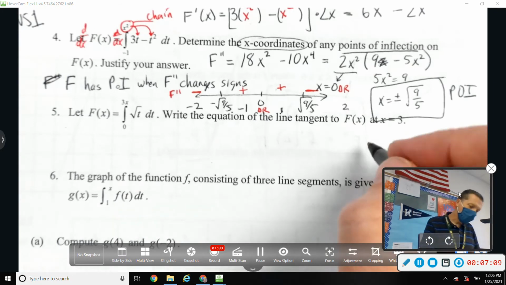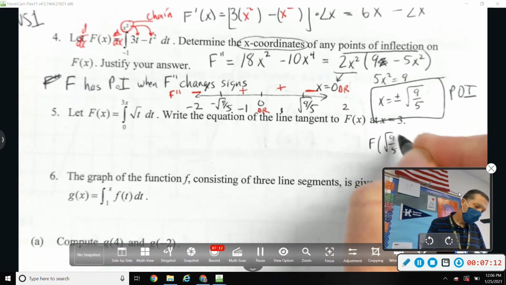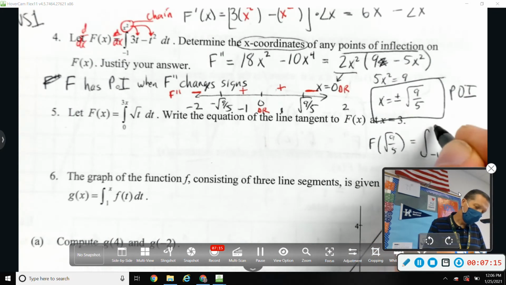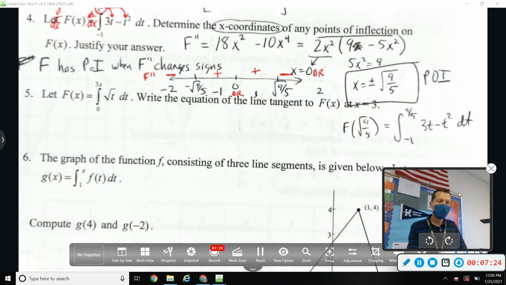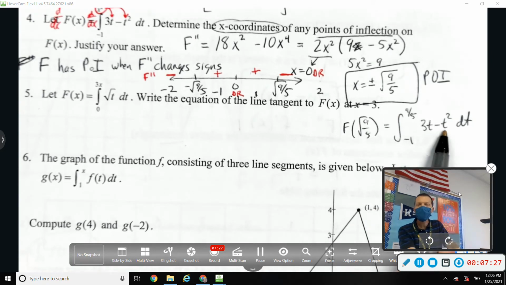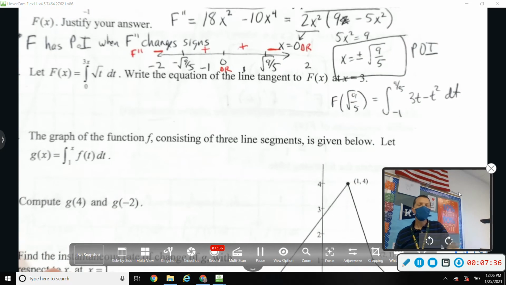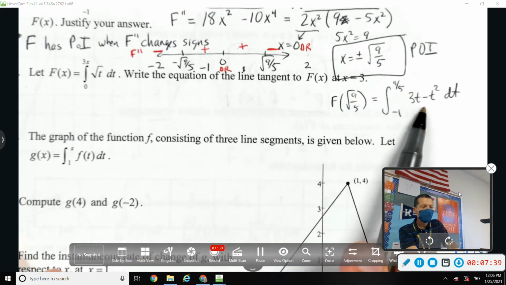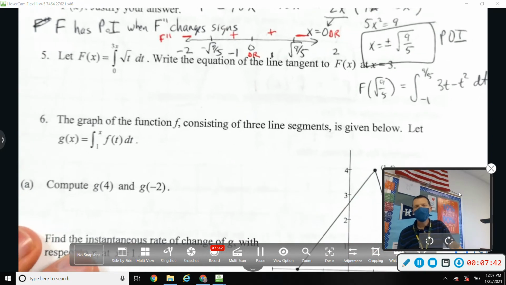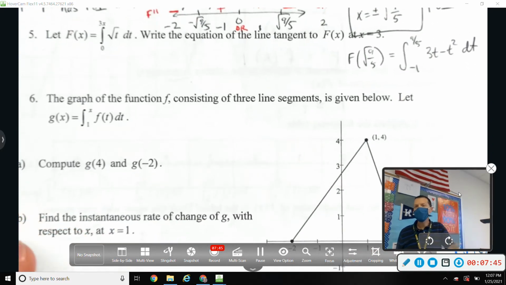So if I wanted f of square root of 9/5, that would be the integral from -1 to 9/5 after I square it, of 3t minus t squared dt. And that's a doable problem. You antiderivative this and this, and then you plug in 9/5, and it's going to be ugly, but it's not impossible. I would definitely leave it as a stop so you don't mess up the cube of 9/5. It would not be difficult even. It would just be tedious. And we try to give you difficult problems, not tedious problems.